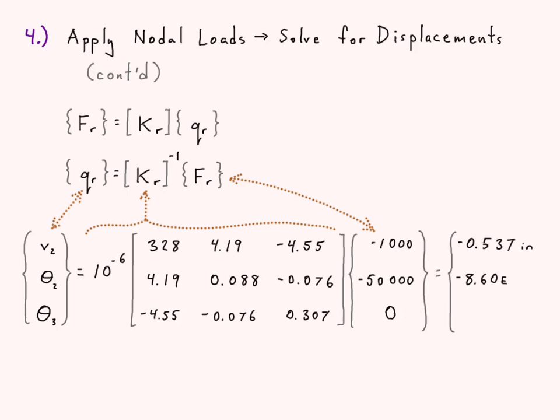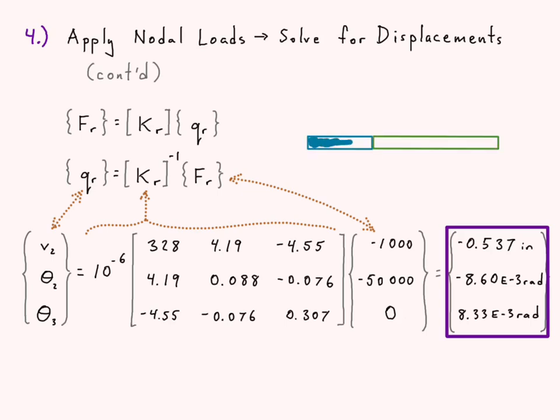We can solve for our displacement at node 2, and our rotation at node 2, and our rotation at node 3. And while these are the values, and that is part of our answer, it helps to draw this out to get an idea of, well, what does the deformed shape look like? So go ahead and draw in our original diagram again.